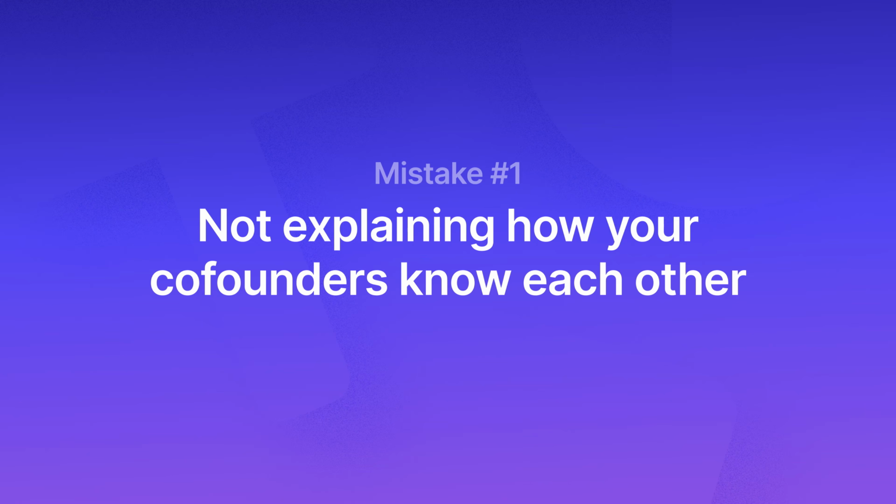Mistake number 1, not explaining how you and your co-founders know each other. I briefly mentioned this earlier in the video, but the idea here is that the partners are trying to figure out if you're a serious team that can go the distance of a startup. So if I was applying to YC again with my co-founder, I'd say something like, Michiel and I met while we were working together back at Binder in 2015. We've been friends ever since. This is the third company we're starting together.